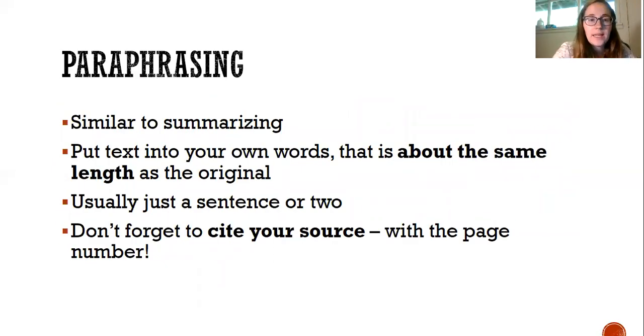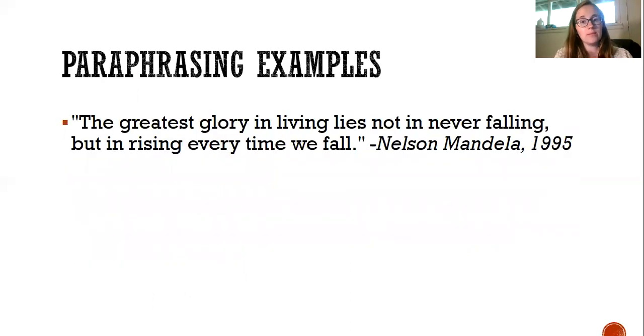Okay, the next skill we're going to talk about is paraphrasing, and that's similar to summarizing. You put the text into your own words, but the main difference is that it's about the same length as the original, usually just a sentence or 2. So instead of summarizing a whole big story or a whole article, I'm just going to take a couple sentences from that article, maybe an important fact, and I'm going to tell that specific fact in my own words. And again, you have to say where you got that information from. And when it's a specific fact like that, you also want to include the page number. Okay, so here are some examples.